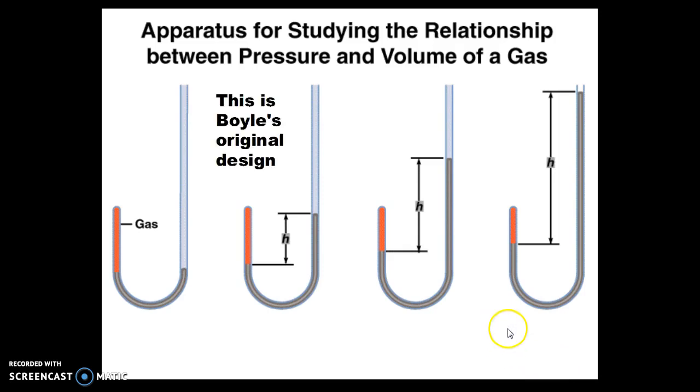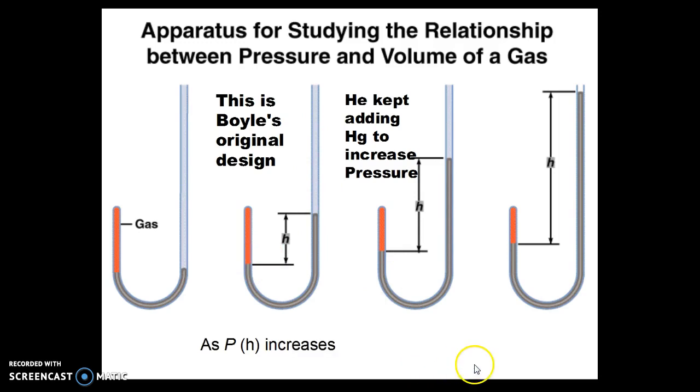This is Boyle's original design for studying the relationship between pressure and volume of a gas. It was essentially an open manometer. He had this tube here, and he poured mercury into the tube, enclosing a gas in the sealed end. He then kept adding more and more mercury to increase the pressure on the gas, and as you can see, the pressure went up as he added mercury, and the volume went down. As the height of mercury and the pressure increased, the volume then decreases.